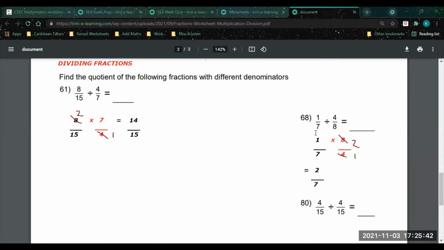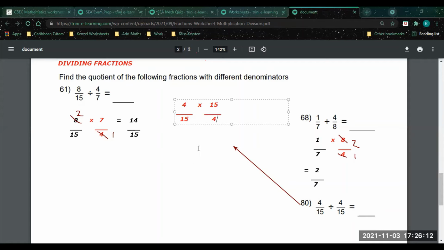So in this one, both of the numbers are the same, so we could probably look at that on the side here. Excuse me, I'm running out of space, so we'll do it here. So we have 4 over 15 divided by 4 over 15. That would be the same as 4 over 15 multiplied by the inverse, or the flip, which would be 15 over 4.